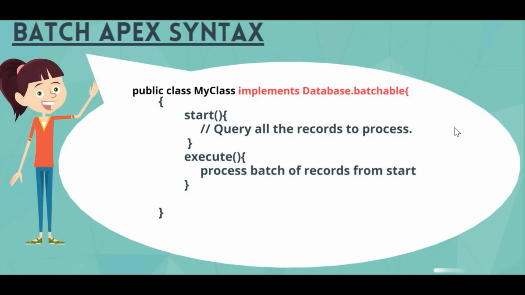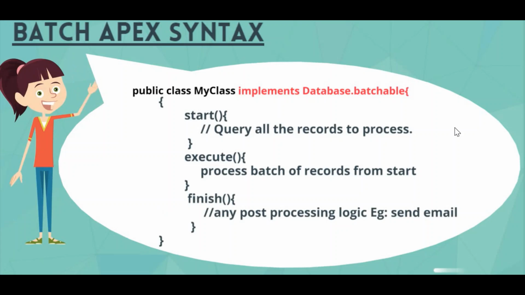Finally, once the execute method is done, it will go to the finish method, where it will have any post-processing logic, something like, hey, your batch job has been run properly and these are the list of records that have been updated. If you want to send some emails or create some kind of logs, then the finish method can be useful.